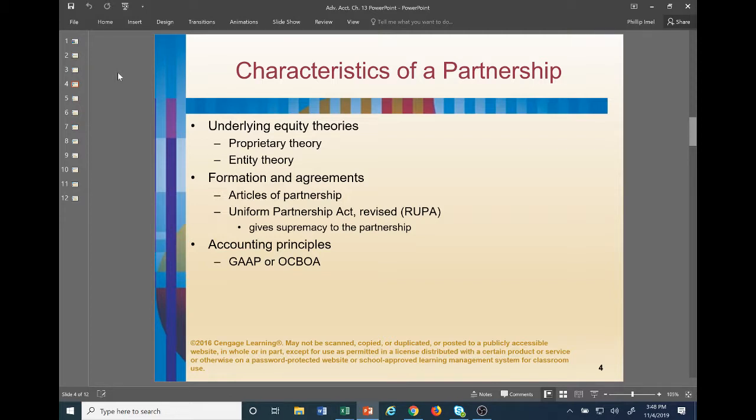So some of the formations and agreements. A partnership may come into existence without having to receive formal, legal, or state approval, and may result simply from the actions of the parties involved. Now, in order to properly capture the intent of the partners involved, it is advisable to develop a written partnership agreement. Some of the critical issues that must be addressed include admission of the partners, withdrawal of partners, and the allocation of profits and losses.